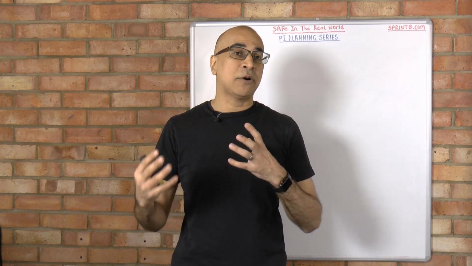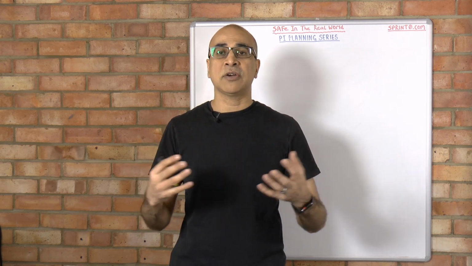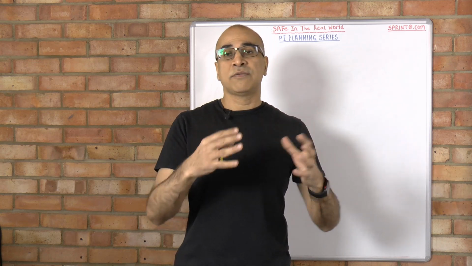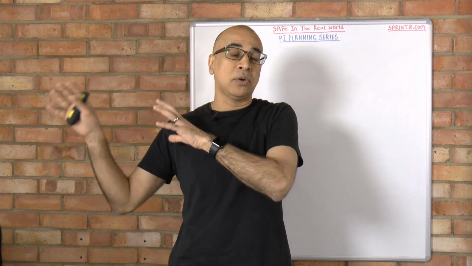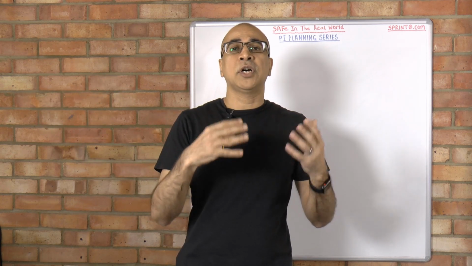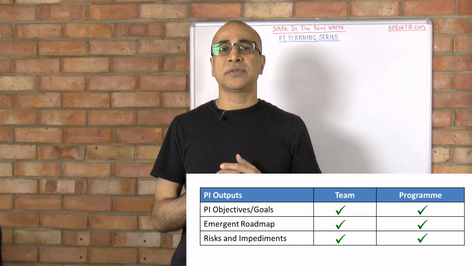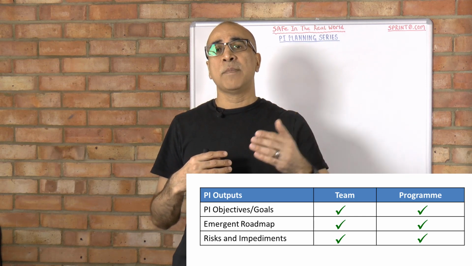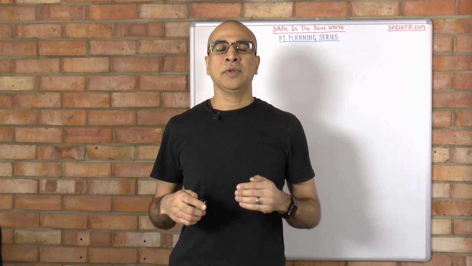Okay, so the first thing to look at is that we want to ask ourselves, what are the outcomes and what are the outputs we're trying to get from PI planning? Obviously, we want to be really clear on what our goals are for the upcoming program increment. So when we walk out of our PI planning event, we want to be clear on our goals, we want to make sure we have an emergent roadmap, and we also want to be clear on our risks and impediments. We want to have our goals, emergent roadmap, risks and impediments both at the team level and at the program level as well.